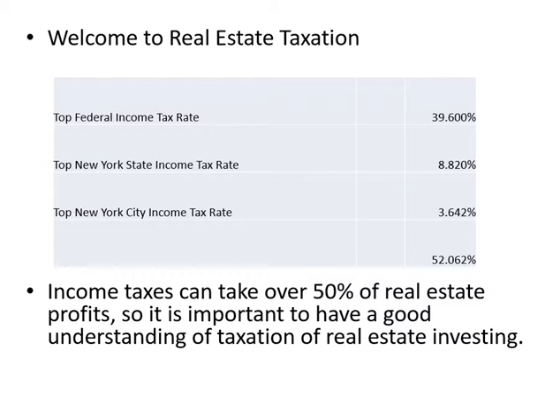But right now, the top federal income tax rate is 39.6%. If you happen to live in New York State, or New York City, I don't, but that is where I am located, those top rates are: top federal income tax rate 39.6%, New York State 8.82%, New York City 3.642%. That's a total of over 52%. That does not even include Obamacare, the Affordable Care Act, which is like another 3.8% tax. So your tax could be well over 55%.